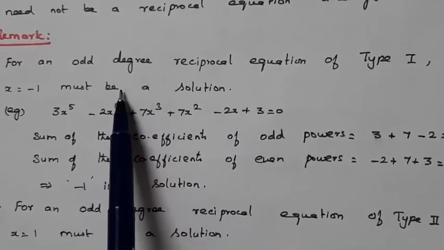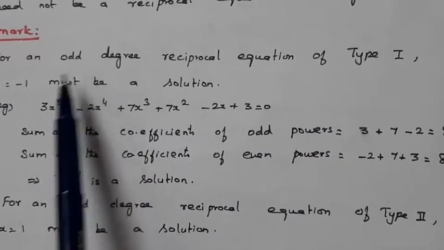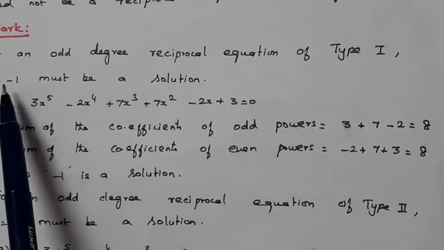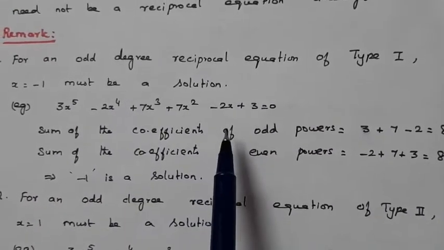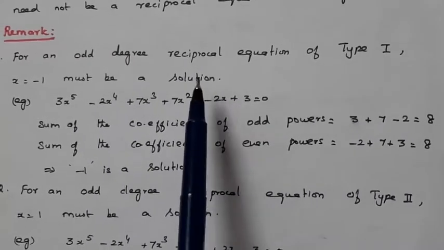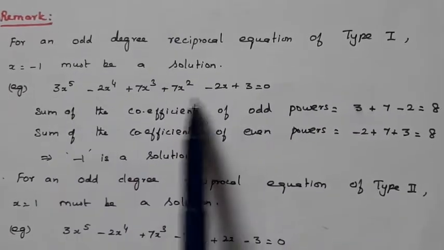Using this result, for a reciprocal equation of type 1, you know that -1 must be a solution, so by dividing the polynomial by the factor, we can reduce the equation to a lesser degree and solve it. So it would be useful in solving such reciprocal equations of type 1 of odd degree. Let us see an example.